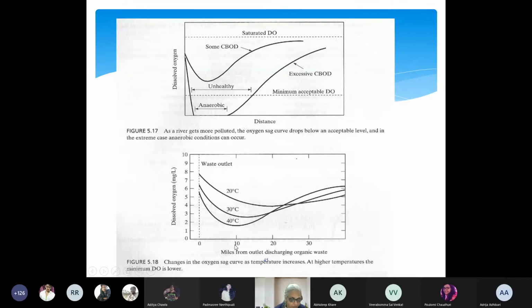Okay, so because everything is happening at a higher rate, all your reactions, deoxygenation as well as oxygenation, both are happening at a higher rate. So the critical point is achieved at a much closer distance to the source. Okay, so this is our wastewater source, and the distance from the source to the critical point becomes smaller. That is one thing.